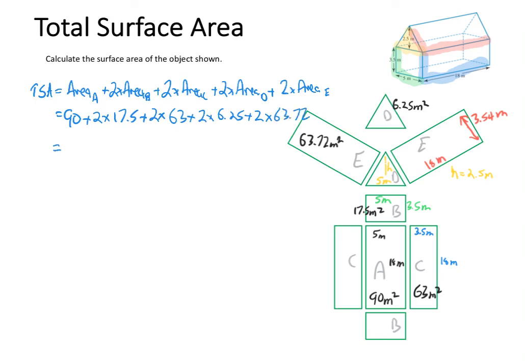Now doing that calculation on your calculator, the total surface area is going to equal 390.94 meters squared. So the total surface area of the composite 3D shape shown, which was a rectangular prism and a triangular prism joined together, is 390.94 meters squared.